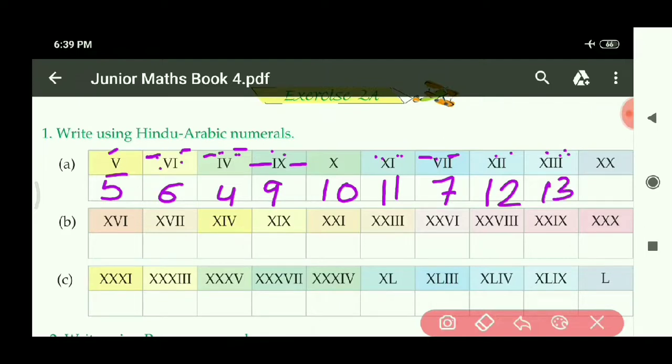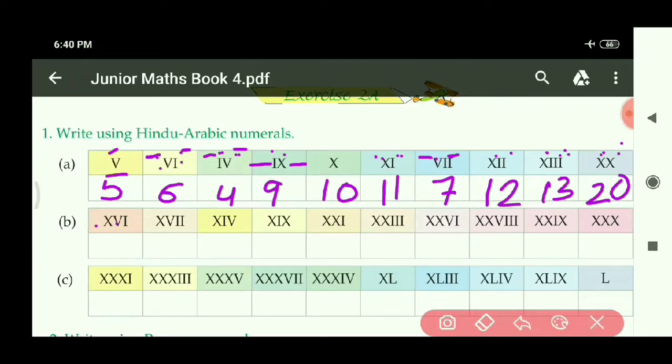And here is XX. Here are two numerals, X repeated 2 times. There will also be plus. So 10 plus 10, 20. As I told you, I, X, C, M can be repeated up to how many times? Up to 3 times. So there will be addition. And these Roman numerals, I, X, C, M, cannot be repeated more than 3 times. Got it?